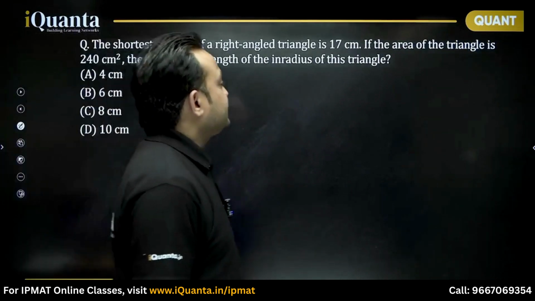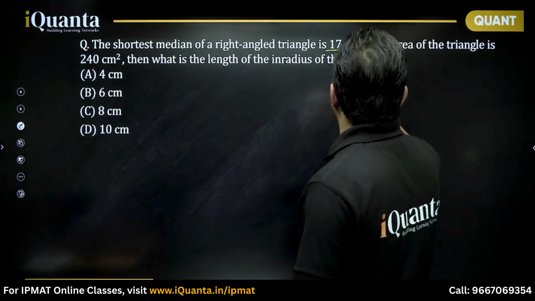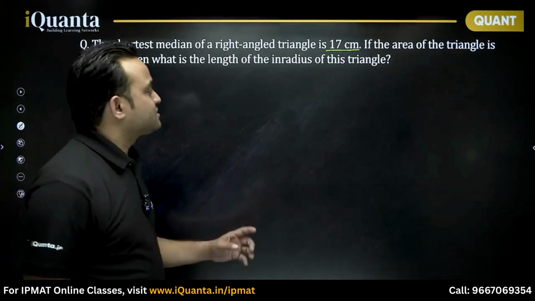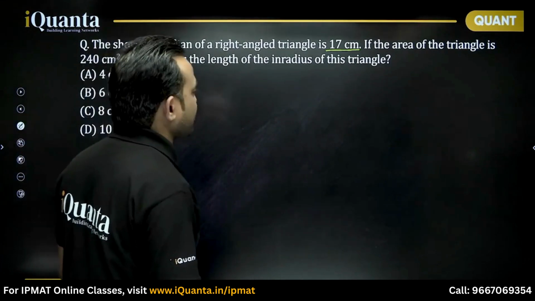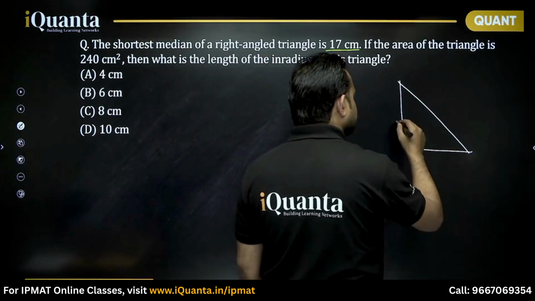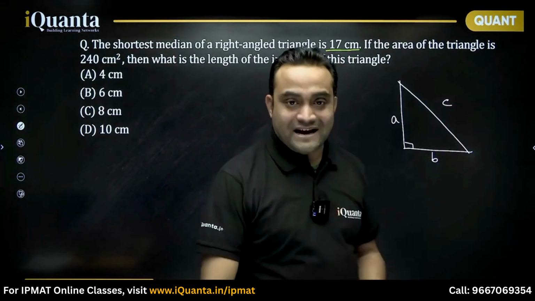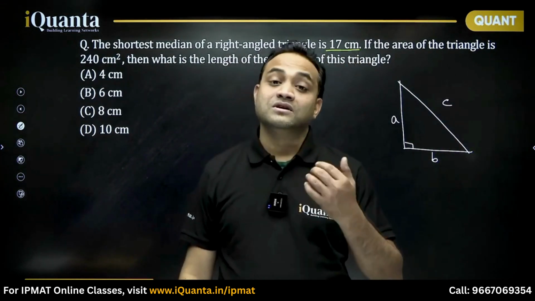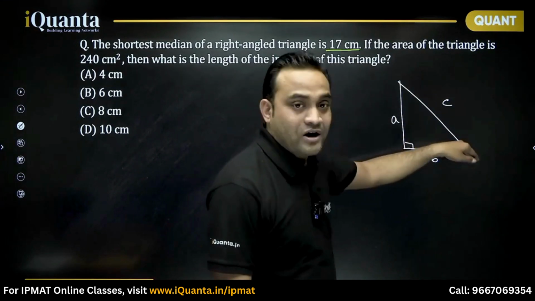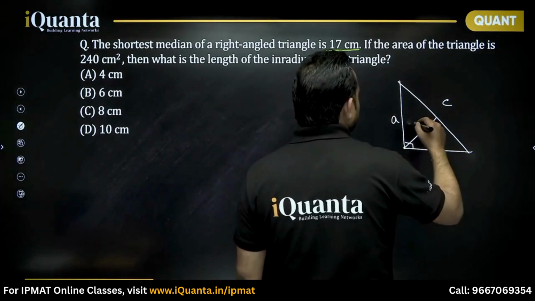Now let's go to the next question. Say the shortest median of a right angle triangle is 17 centimeter. If the area of the triangle is 240 centimeter square, then what is the length of the Inradius of this triangle? So let's make a right angle triangle where, let's say, this length is A, this length is B, and this length is C. Now, in any triangle, the shortest median is drawn on the longest side and the longest median is drawn on the shortest side. So if this is the longest side, the median drawn to it will be the shortest, and the length of this is given, which is 17.